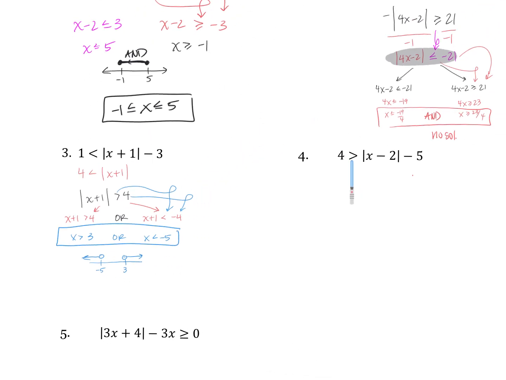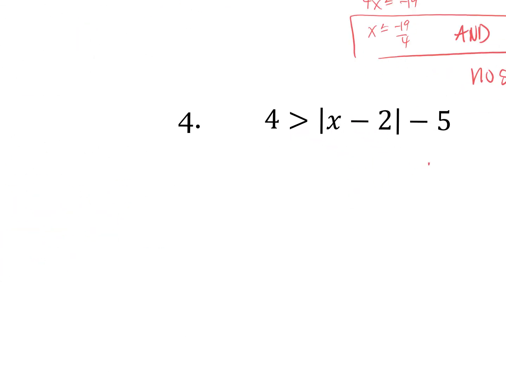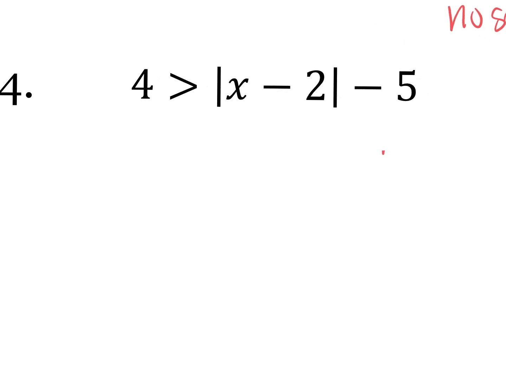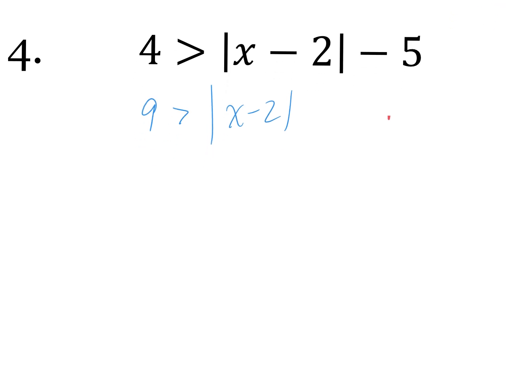To your point, we cannot call this an "or" right now because I don't have my absolute value written first. Let's go do it. Let's add 5. If we add 5, we get 9 is greater than the absolute value of x minus 2. Let's rewrite it with that absolute value first so we can use my cute little trick. Absolute value of x minus 2 is what to 9? Less than, right? As soon as you've got that, we're going to say "and."